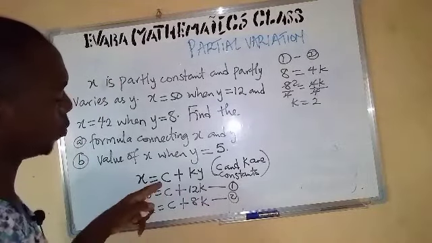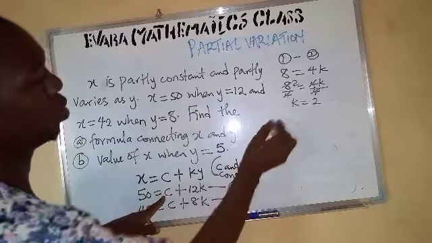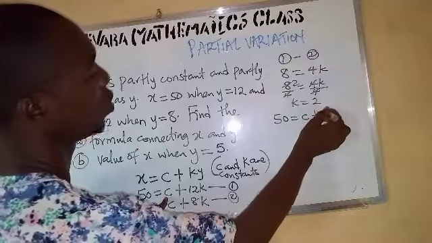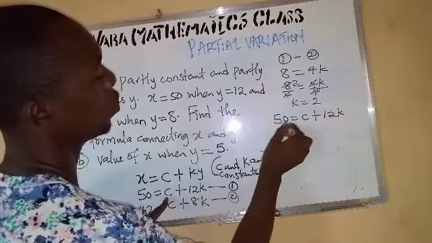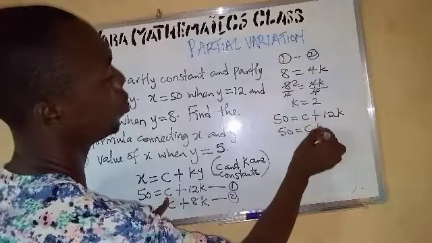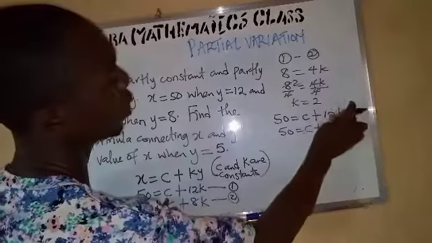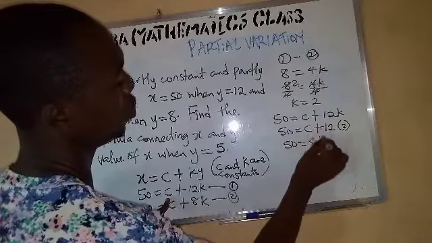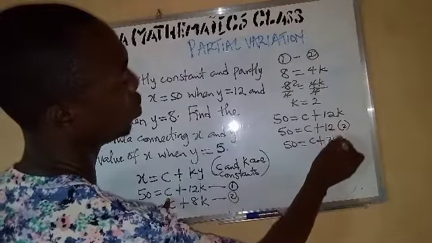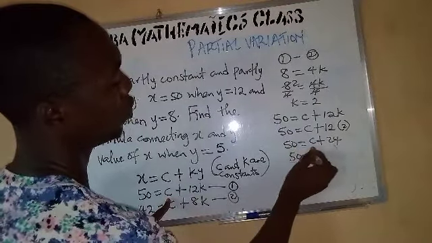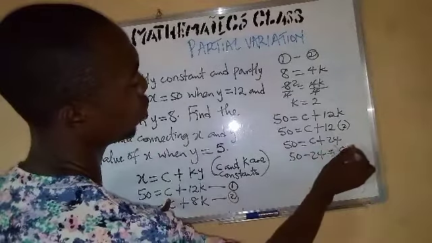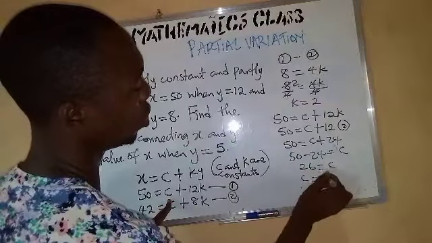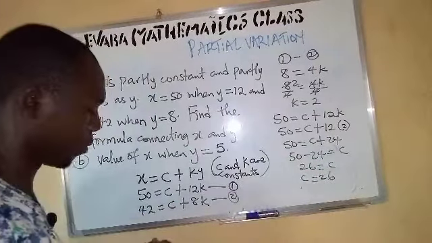Now, going back to equation 1, or we can also make use of equation 2. We have c plus 12k. So 50 equals c plus 12 times our k, which is 2. So 50 equals c plus 12 times 2, 24. 50 minus 24 equals c. So our c now is 26.